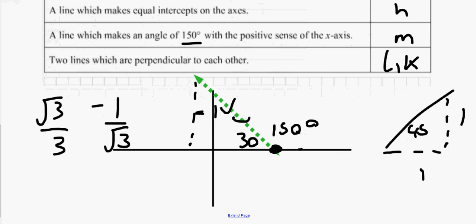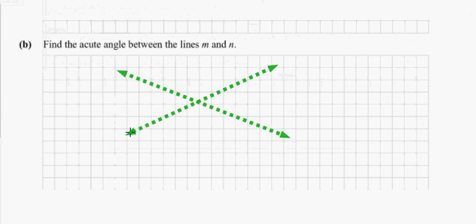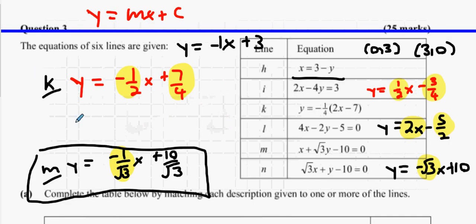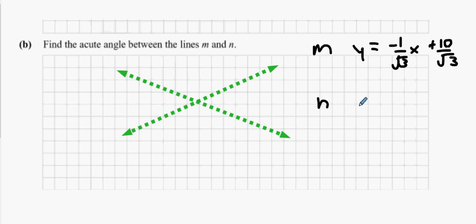Okay. Lads, find the angles between M and N. What's equation M? Oh, sorry, I already have it done here, don't I? M is y equals, what's it, -1 over root 3x plus? Yeah. And what's N? Y equals -10. Alright, somebody has a question for me?